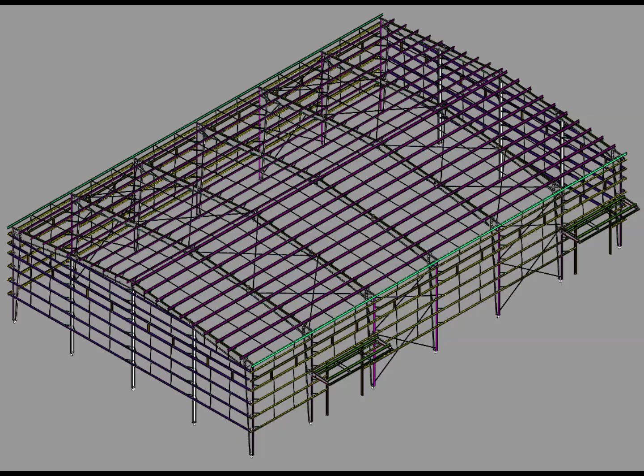This approach gives you much better control over the final detailing. And more importantly, it helps you understand the actual engineering logic behind the model instead of simply drawing lines and members. So, this 3D view completes another important step in our understanding of sag rods.